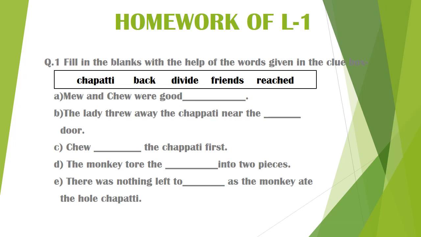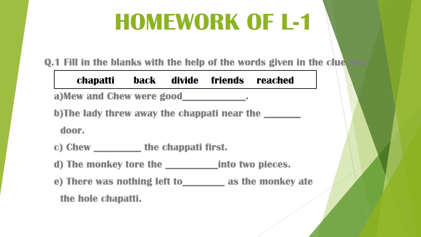Let's read it again. Mew and Chew were good dash. Mew और Chew अच्छे dash. क्या थे वो अच्छे? B: The lady threw away the chapati near the dash door. Lady ने चपाती को फेंका. कहाँ से फेंका? C: Chew dashed the chapati first. Chew ने चपाती को dash पहले किया.